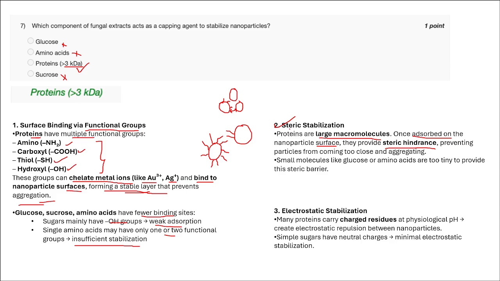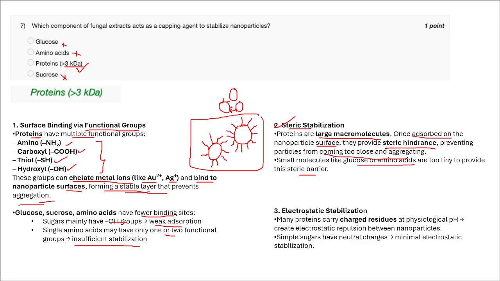Sorry, the steric stabilization would come into the picture, and they would not tend to come together or aggregate. So that is why proteins greater than 3 kilodalton act as good stabilizing agents, preventing particles from coming too close or aggregating. Small molecules like glucose or amino acids are too tiny to provide this steric barrier. So in this case, proteins provide the steric barrier.